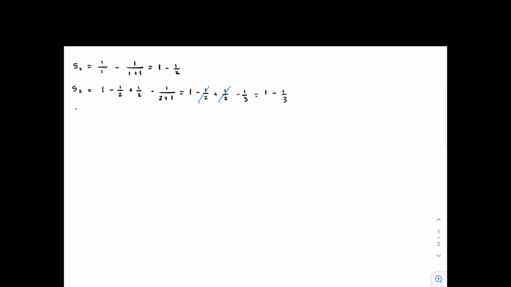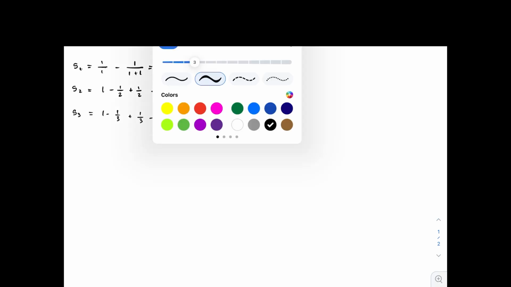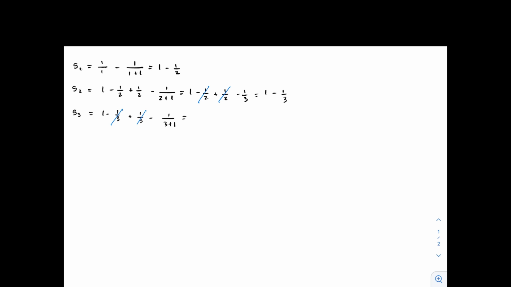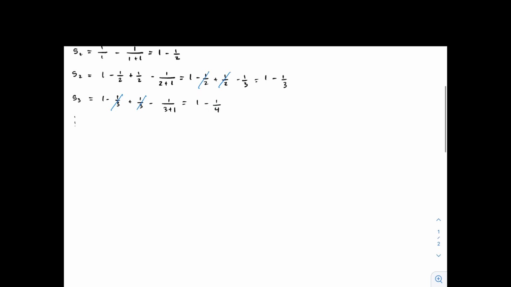If we then continue this pattern, looking at the third sum, we again have the 1 minus 1/3 from the first two partial sums. But now we get plus 1/3 and minus 1 over 3 plus 1, with the minus 1/3 and the plus 1/3 canceling each other out. This then becomes 1 minus 1 over 4. And if we continue this pattern, we'll see that the general formula for the nth partial sum is 1 minus 1 over n plus 1.